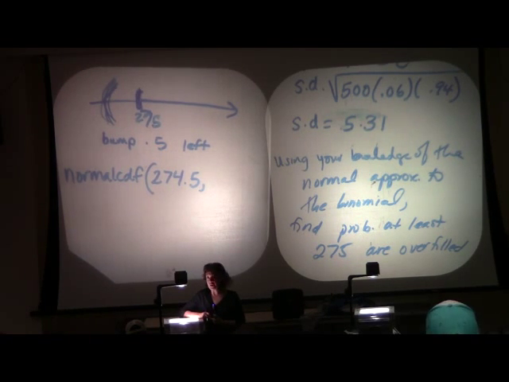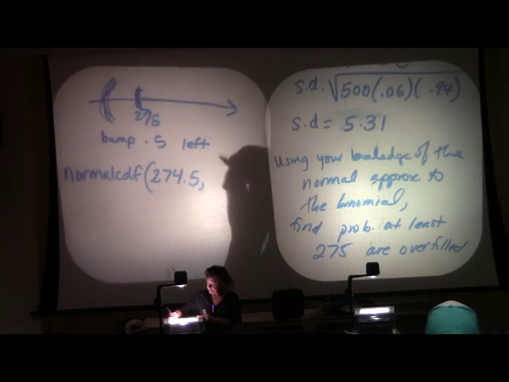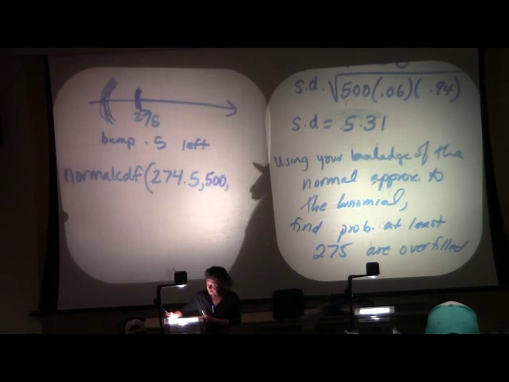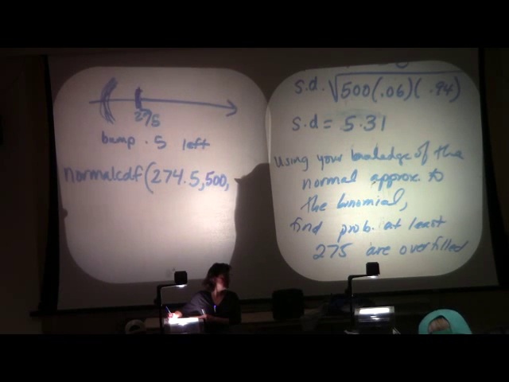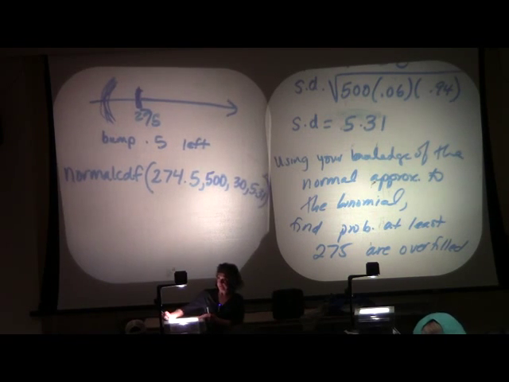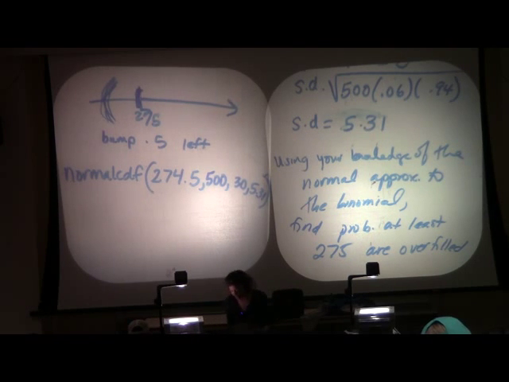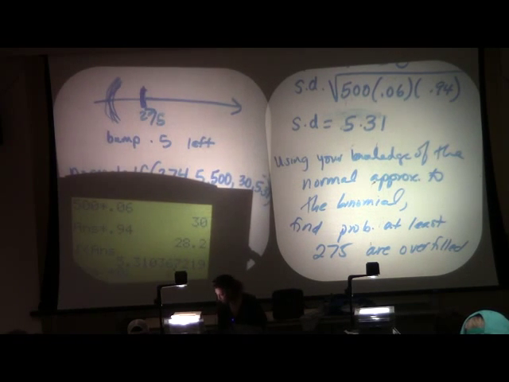For my upper, well, what's the maximum number of cereal boxes we have? 500. Our mean we found to be what? 30. And our standard deviation we found to be 5.31. If this is confusing, don't sweat it, you guys. This is one example. We've got a lot of time to do more.